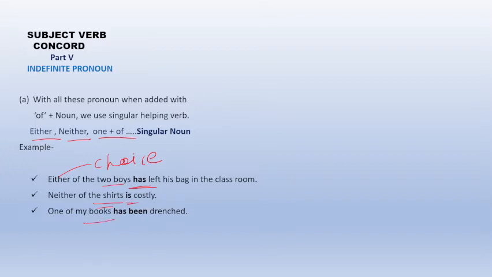One of my books has been drenched. भीग गई. मेरी कोई एक बुक है जो कि भीग गई है. So whichever book it is, it is one. There are a number of books in your bag, but only one book has been drenched. So that is why we will place only a singular verb here.